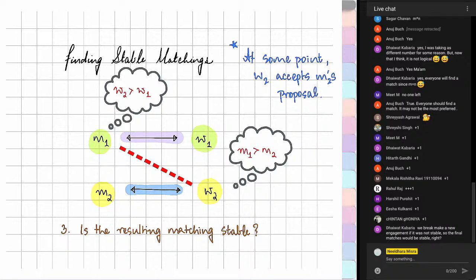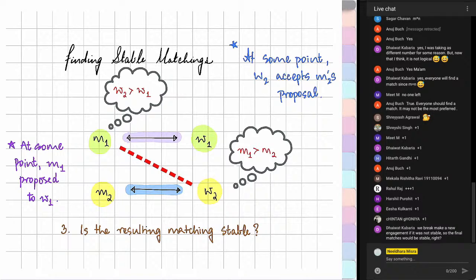Okay, so at some point definitely W2 accepts M2's proposal. And on the other hand, it is also true that at some point M1 proposed to W1. Why is this? Because again, M1 gets married to W1 at the end. And the only way this could have happened is if W1 accepted M1's proposal, which means that M1 did propose to W1. Okay, so we know that M2 proposed to W2 and M1 proposed to W1.